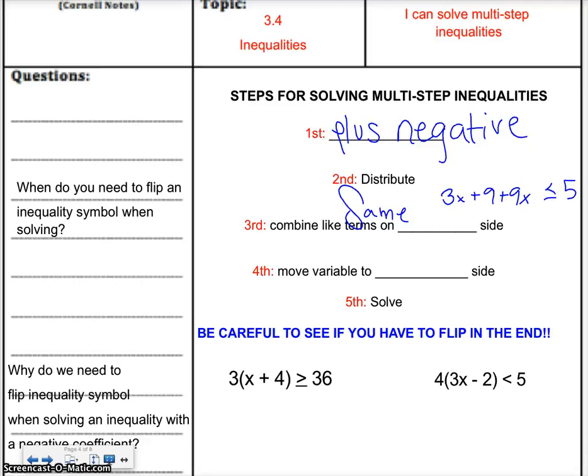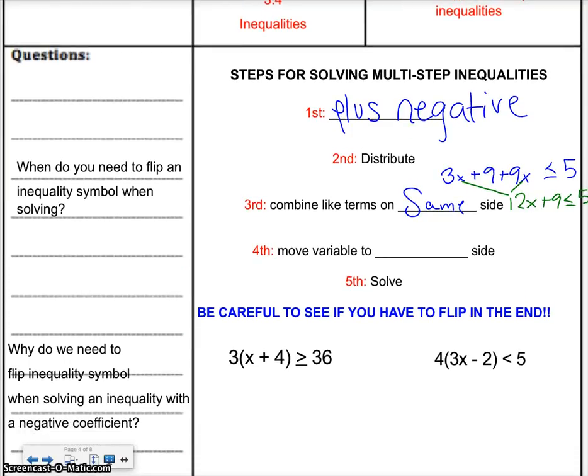When you combine like terms on the same side, what I need you to realize is you don't do that inverse operation, and that's what a lot of kids think you do. You only do the inverse when you're doing it to both sides of the equal sign or the inequality symbol. So here you would just normal combine. 3 and 9 would be 12x plus 9 is smaller than or equal to 5. So just so you know, this third step is not the opposite. It's good to know because a lot of kids think they need to subtract 9x or 3x or something like that.